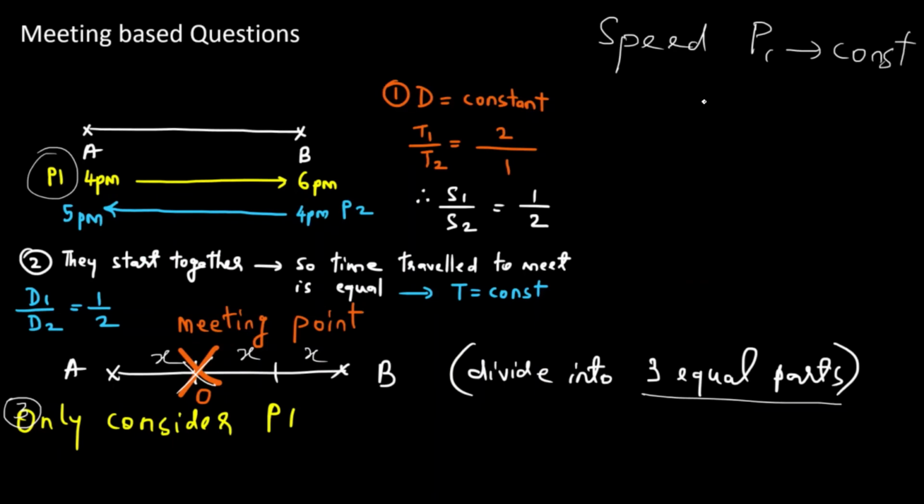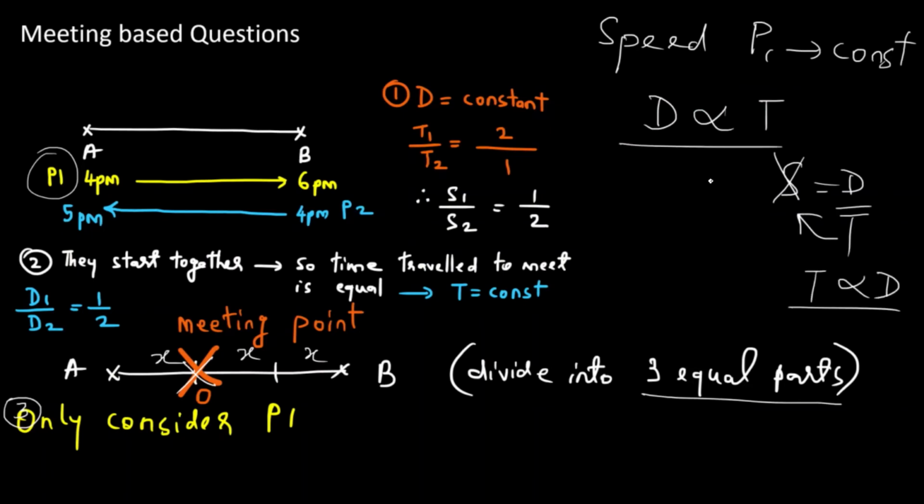Now, when speed is constant, we know that distance is proportional to time. Remember, speed is distance by time. Just remove the constant part and take this to this side. So you get time is proportional to distance. That's the same thing that we got over here.